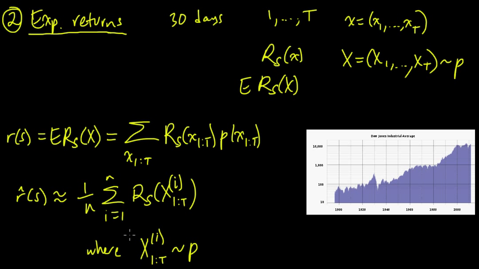So you draw these n sequences. You have some model here. You run your model n times. You get n different worlds that might happen. And then in each of those worlds, you evaluate the return of the strategy S. And you get your Monte Carlo approximation for the expected return of that strategy over the next 30 days.